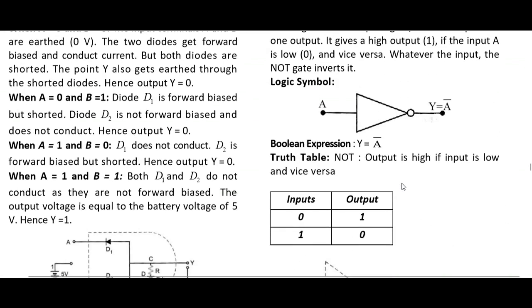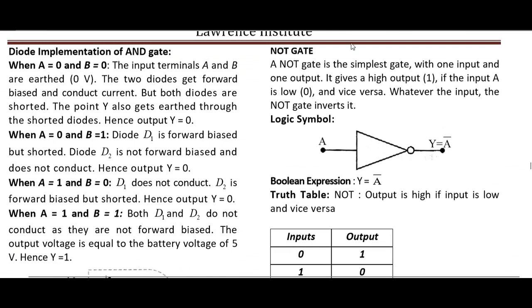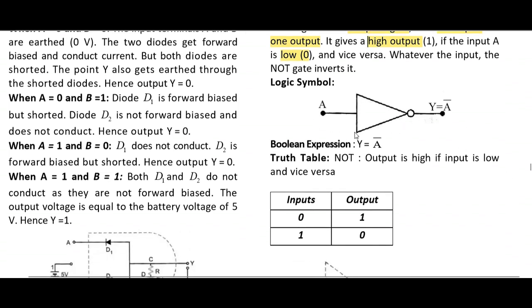The next gate that we shall be doing is the NOT gate. The NOT gate is the simplest gate. It has one input and one output. It gives high if input is low. It toggles, it reverses the input. If input is low, then the output will be high. If input is high, then the output will be low. Now its symbol is a triangle followed by a bubble.